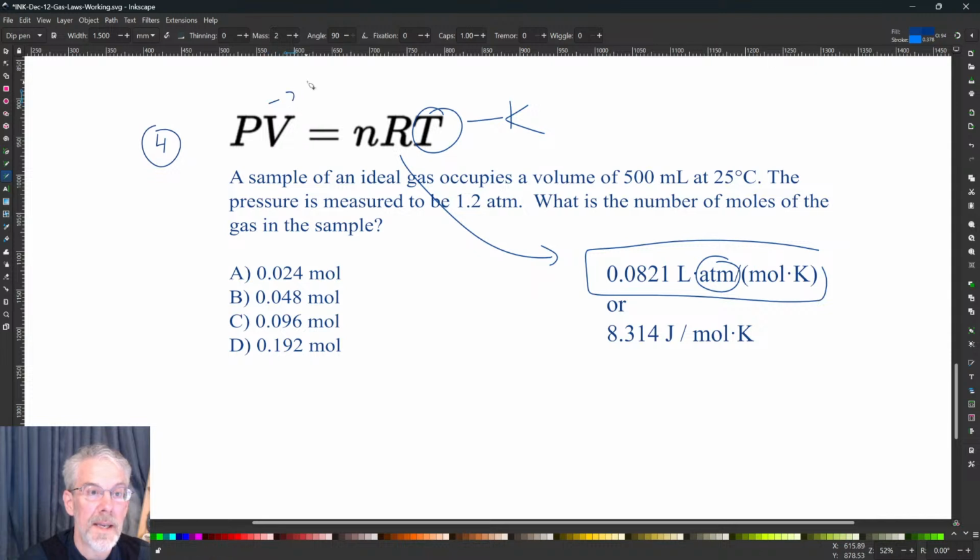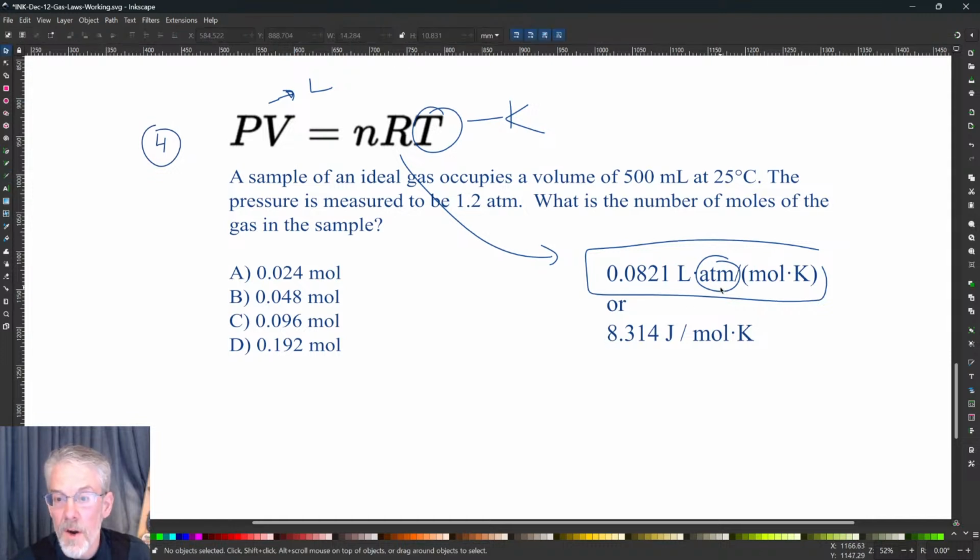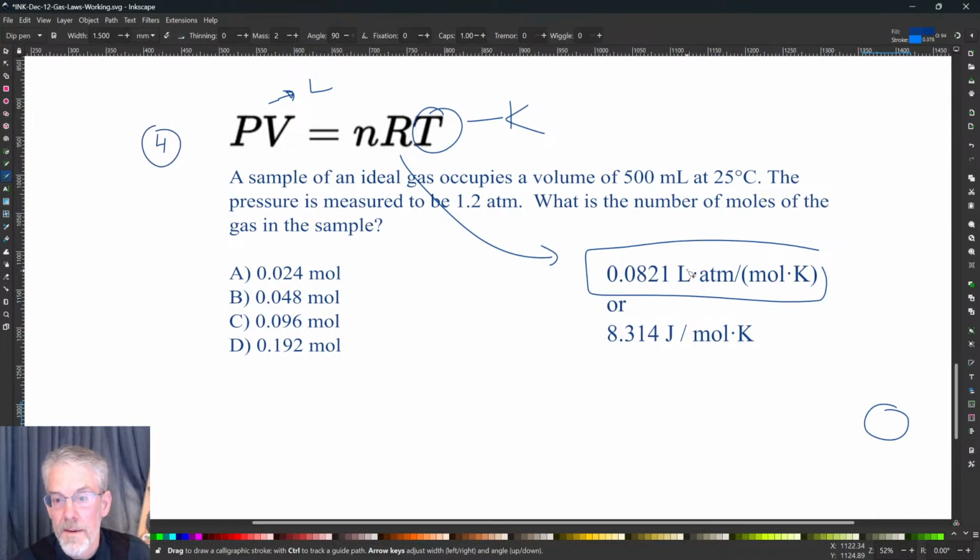Volume has to be in liters. So Pivert is very particular about the units you put in there. And if you look at R, you can see that you have liters here. So this has to be in liters. And then you have Kelvin here and Kelvin here. So you have to use Kelvin in your equation. So just try to set this one up. You might try to answer it, and we'll talk about it a little bit there. So give it a try. Pivert.